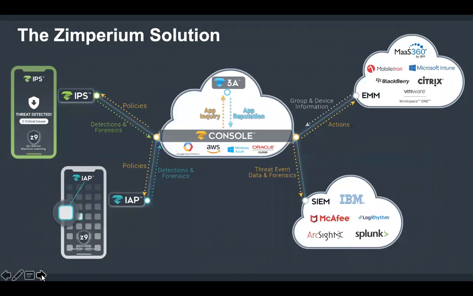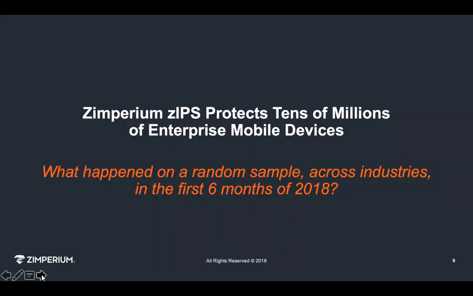Behind Z Console, we integrate with the broadest set of EMMs. We're also the only ones who can handle multiple EMMs in the same console. And we've actually taken our agent and put it inside some of these folks, MobileIron being the first one. And then all the data can go into your SIMs, your McAfee ePO, things on those lines. So, end of product.